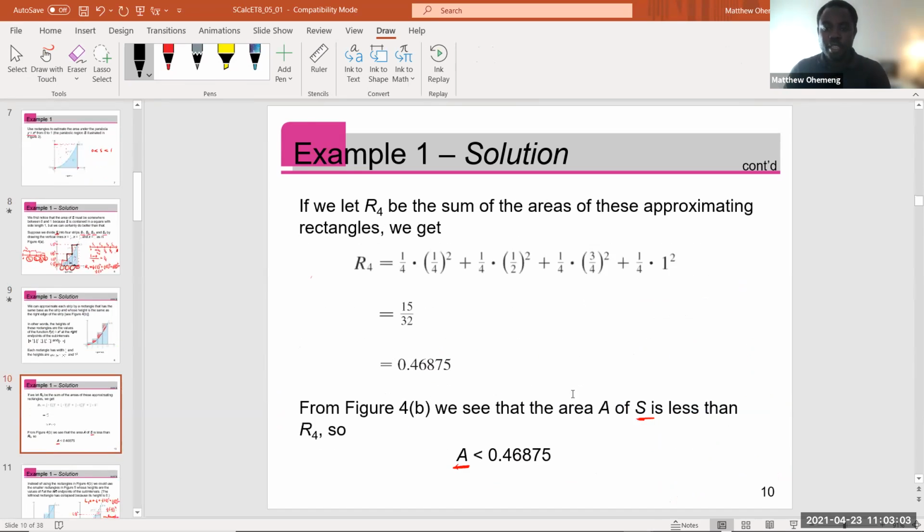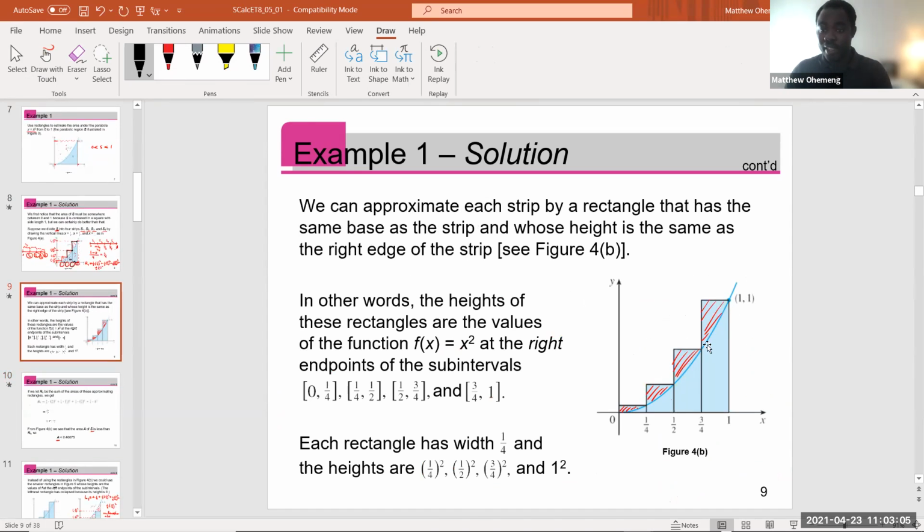Now we notice that when the function is increasing, using the right endpoints will give you an overestimate, because you see the x-axis there. And when the function is decreasing, the right endpoint is going to give you an underestimate.